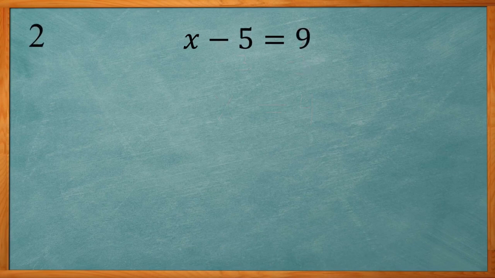Now in this problem, almost the same. So here we got x minus 5. So again, we need to do the opposite. We need to add 5 to both sides. Okay, so remember that adds up to 0, just leaving you with just the x. And 9 plus 5 is 14.